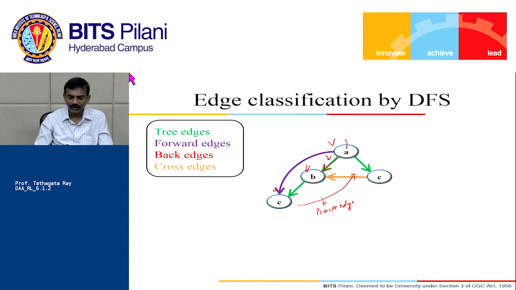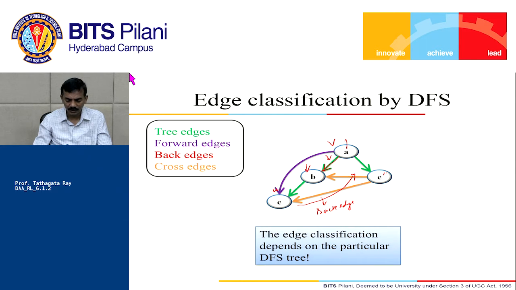And let's say we have an edge between, let's call this C prime, and B. In my graph, I can have an edge like that. So these will be called cross edges. So I hope the edge classification is clear: it depends on the particular depth first search tree. How you are traversing, remember there is a depth first search tree. There is not always a unique solution, so you may have different ways of doing it. So the edge classification will depend upon that particular depth first search tree.